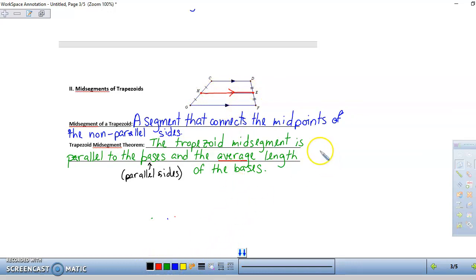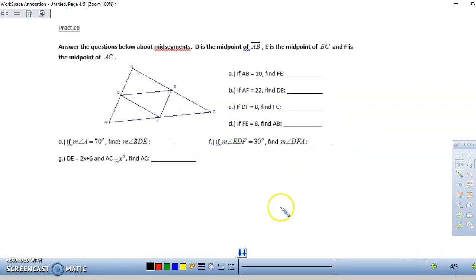So in other words, what you can write here is that CD plus GF divided by 2 is equal to HE. So it's the average of the bases. Okay, so let's look at some examples.